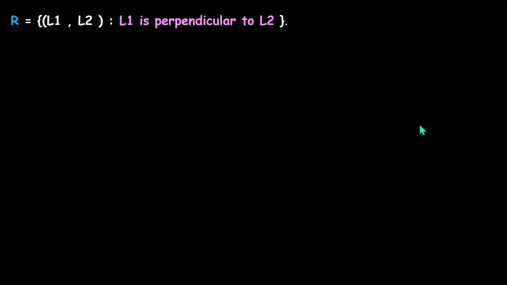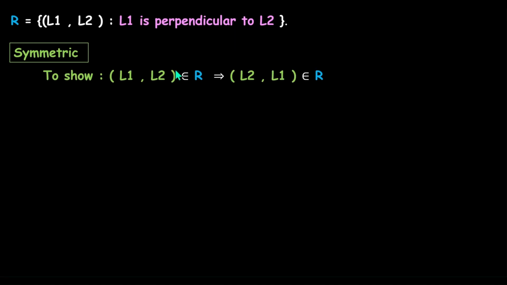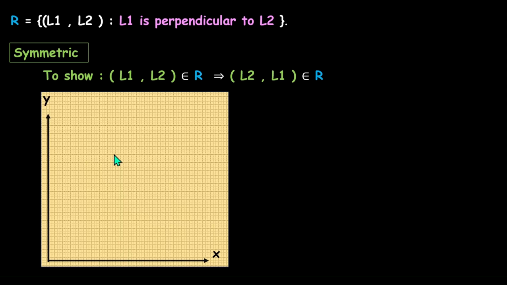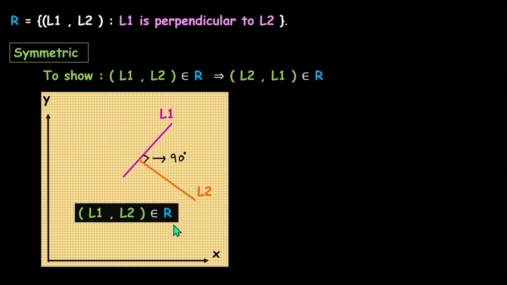Let's check symmetric now. So for symmetric, what we have to show is that if there's two lines L1, L2 which belong to the relation, which means that L1 is perpendicular to L2, I have to show that it also implies that L2, L1 also belongs to the relation. So let's take our plane again and let's take two lines. So first we take our L1 and let's take a line that is perpendicular to L1. So somewhere like this we have another line L2, and you can see here is the 90-degree angle, and thus these two lines are perpendicular to each other. Since they are perpendicular to each other, we can say that they belong to the relation R.